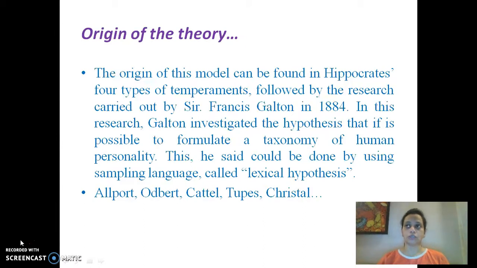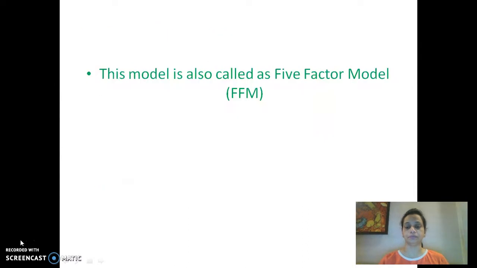So out of those 171 adjectives, factor analysis was done, and they identified 5 traits which can describe the personality of a human being in a very clear manner, and how he or she is supposed to behave based on those parameters. So this is a brief history of this Big Five model of personality. It is also called the 5-factor model, or FFM.